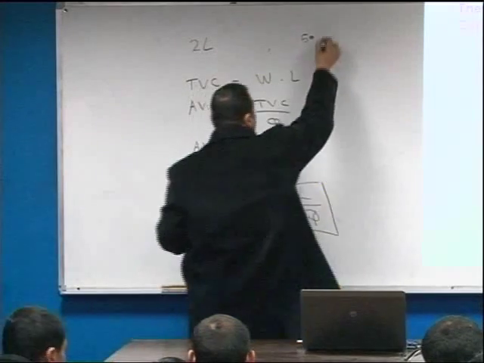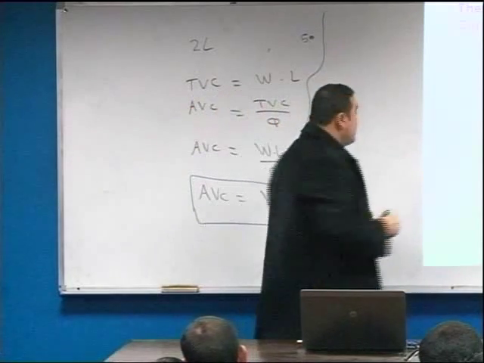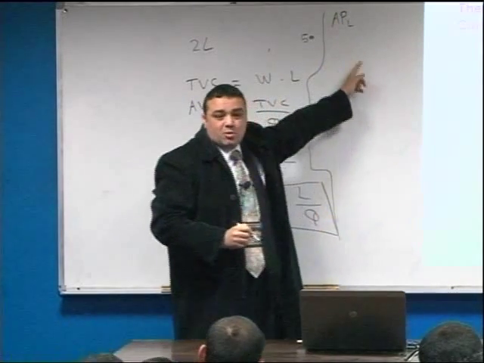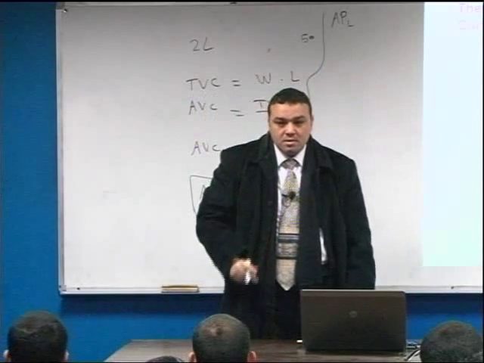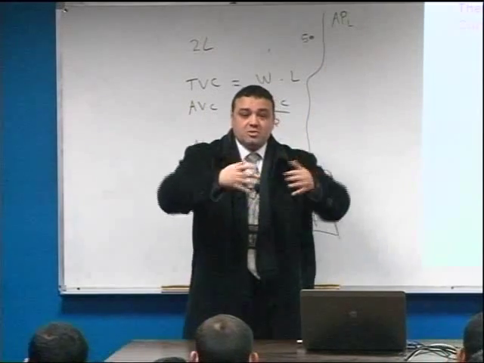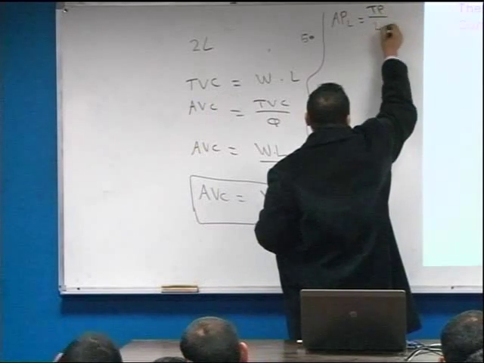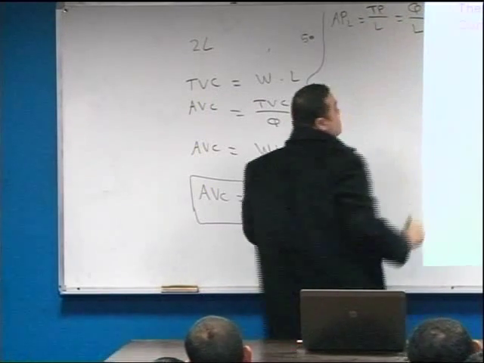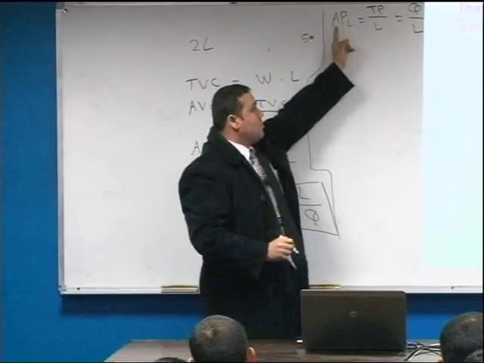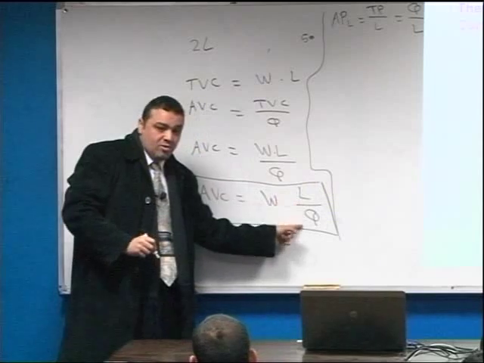Then what about the average production of labor, APL? Average production of labor equals what? TP over L. Yes, the total production over the number of workers. So it equals total production over L, or Q over L. What is the relationship between APL, which is Q over L, and this part of the formula, L over Q?